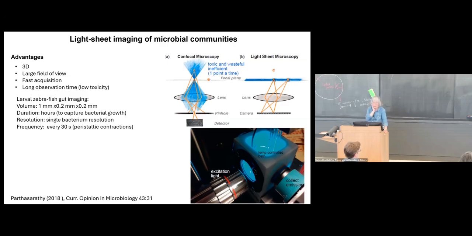So they looked at the larvae, larval zebrafish, which is actually transparent, for imaging. The volume is on a millimeter scale, and the duration is hours, which is very long to capture bacterial growth dynamics. And the resolution they want is single bacterium resolution. And the frequency is every 30 seconds. In their case, it happens to be the peristaltic contraction frequency of the gut. So for this example, for time purposes, I'm not going to show the example.